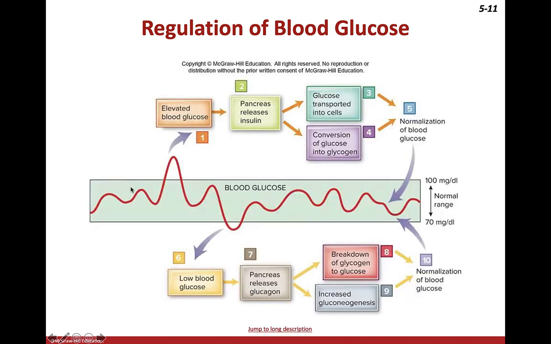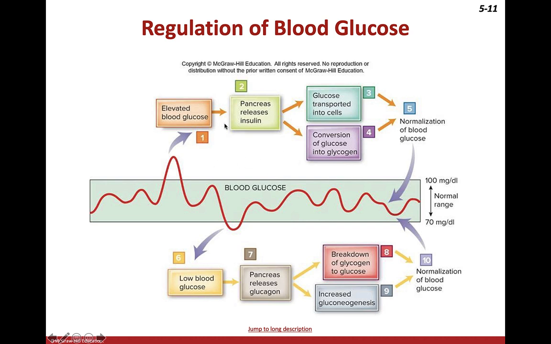Now, I want to spend some time talking about this particular figure here because it's really important. So what we have here is the normal range, okay? And so notice we can think of this as a set point, and we're really looking at two different negative feedback mechanisms that come into play. One, when glucose levels are too high, and the other when glucose levels are low. So let's take a look at what's going on here.